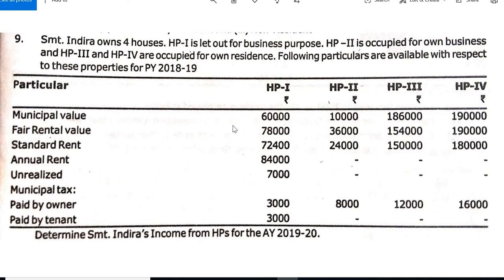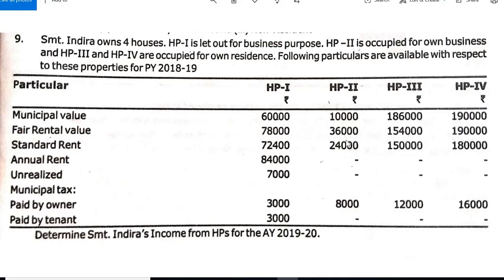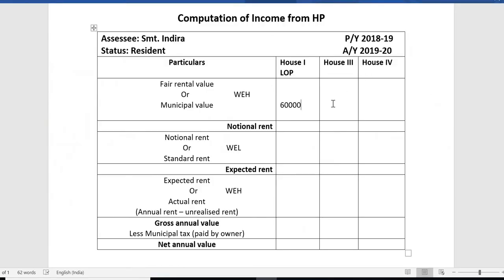First, municipal value. For house 1 it is 60,000. House 2 ignore completely. House 3 municipal value 1,86,000 and house 4 1,90,000. So these are the municipal values for house 1, house 3 and house 4.